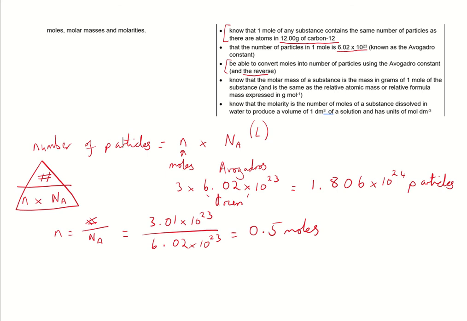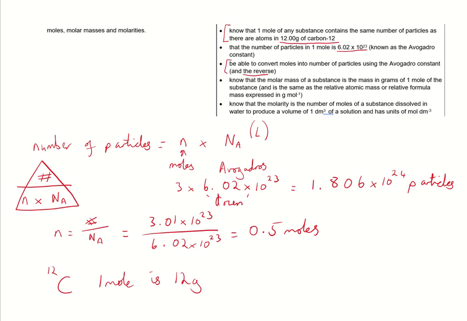Now the next bit, know the molar mass of a substance is the mass in grams of 1 mole of the substance. So what it's more or less saying is if we've got 1 mole of carbon-12, then that's going to be 12 grams of that material. And likewise, if you've got, say, 1 mole of water, then finding the Mr of that, 1 mole would be 18 grams per mole.